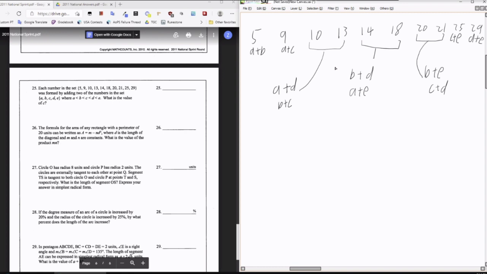So now what we can do is look at the parities of A, B, C, D, and E. Austin, I think you did this part actually for the parity thing. Sure, I can talk about it.